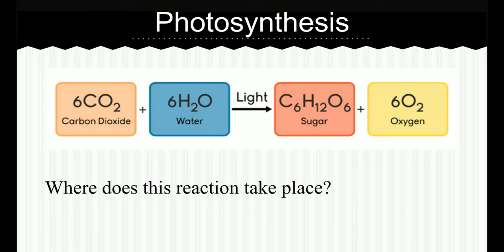We notice our products of photosynthesis. This is going to be sugar. Now, the sugar specifically that's being made is glucose. And glucose, the formula for that is C6H12O6. In addition to making glucose, photosynthesis is also going to produce oxygen, which is O2. And this reaction, photosynthesis in eukaryotes, is going to take place in the chloroplast. That's where it takes place.